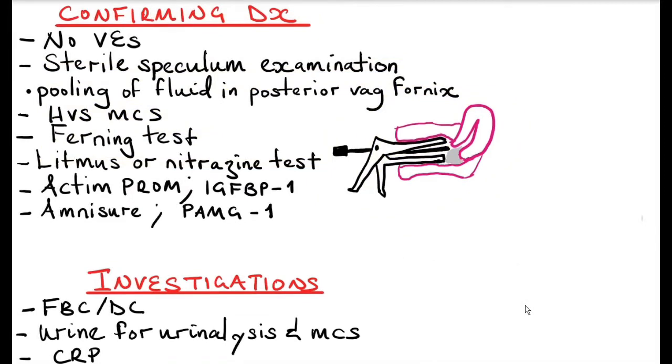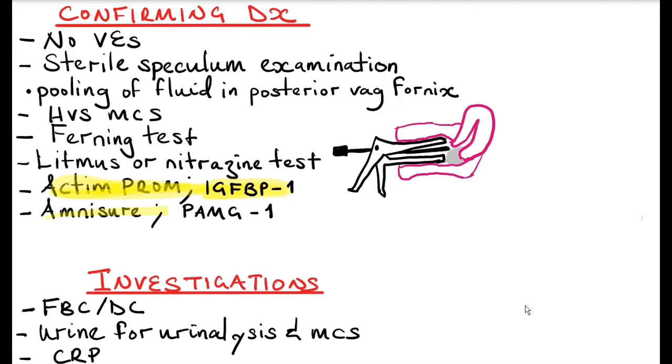Other fancy tests you can do are ActimProm. This is a rapid test. It detects insulin-like growth factor binding protein 1. Insulin-like growth factor binding protein 1 is also known as placental protein 12. It's found in the decidua. So if your rapid test is positive, this is diagnostic for PROM. ActimProm is actually more accurate and sensitive for PROM.